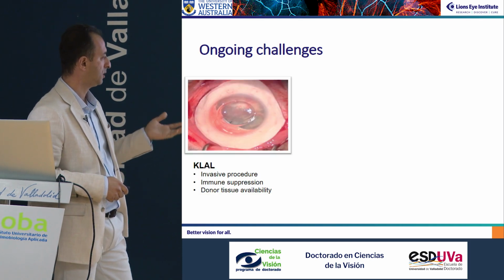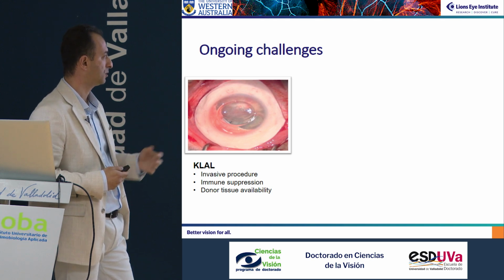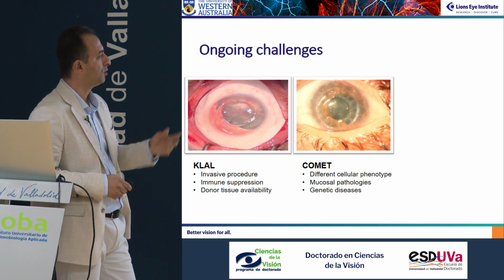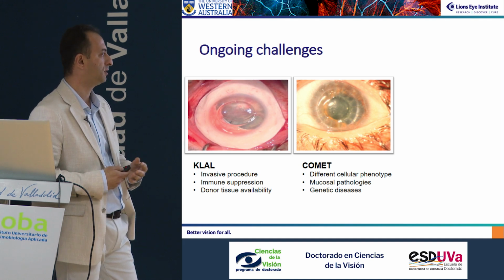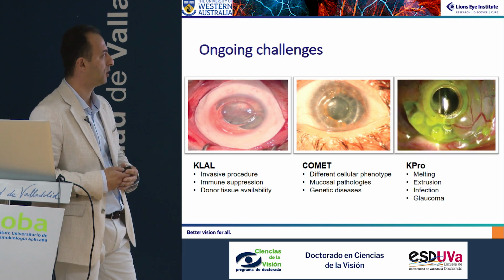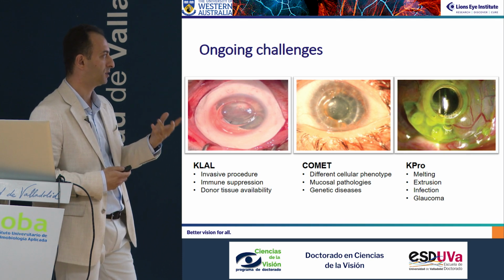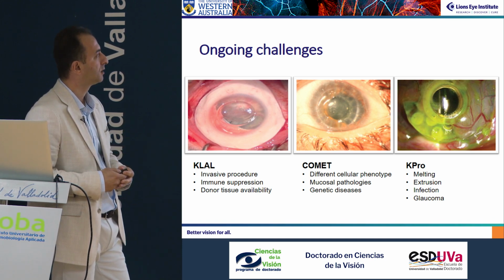As I said, with the keratolimbal allograft, especially for bilateral cases, it's very invasive, it needs immunosuppression, and sometimes the high-quality donor is not available. With COMET, the long-term outcome is questionable. The cellular phenotype is different. It's not as clear as cornea. And if the patient has mucosal pathologies like in Stevens-Johnson syndrome or mucous membrane pemphigoid, that's not a good option. And with the keratoprosthesis, that's the last option, but still, because sometimes it's not biocompatible, it doesn't integrate in the ocular tissue, they can extrude very easily, and they can cause infection and other complications.